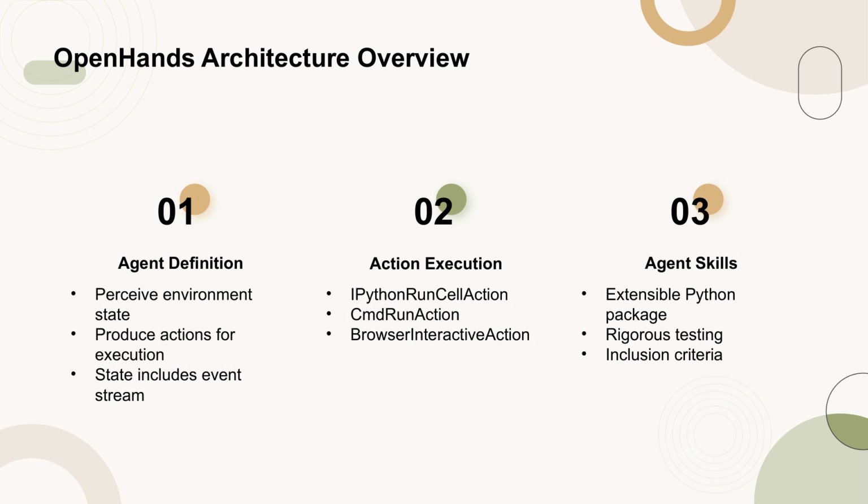Additionally, OpenHands features an agent skills library, which is an extensible Python package designed to enhance agent capabilities. This library includes rigorously tested tools and follows specific inclusion criteria to ensure reliability and relevance.